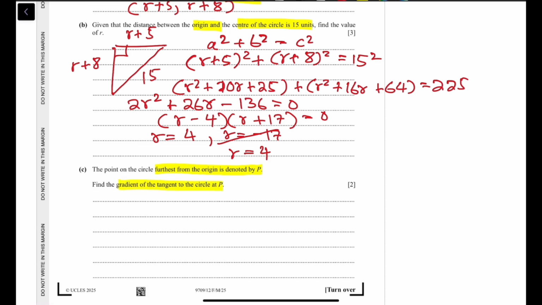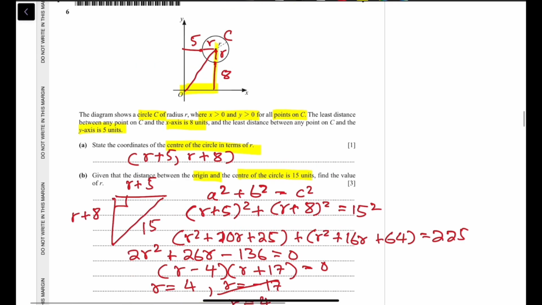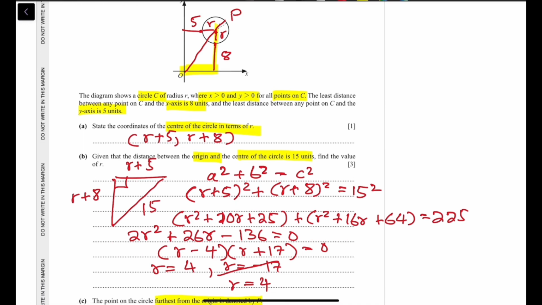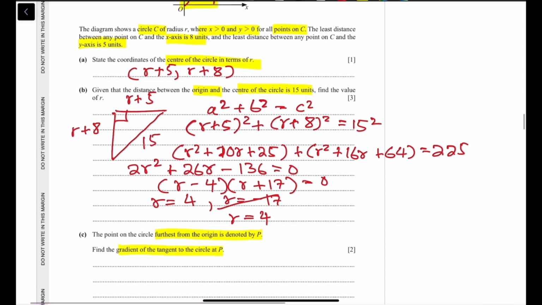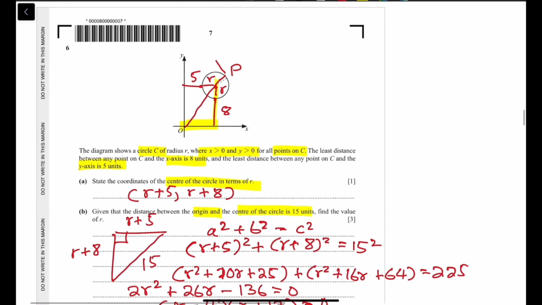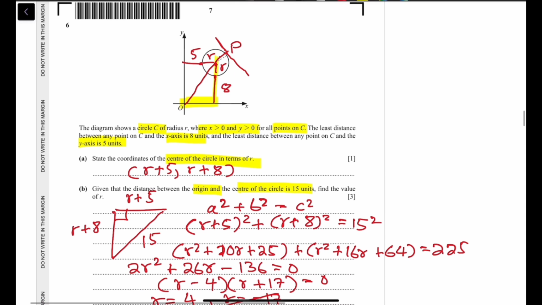Find the gradient of the tangent to the circle at P. So we can say, let me just move out of the way, that right here is P. And it wants us to find the gradient of the tangent. The gradient of the tangent would be right here.